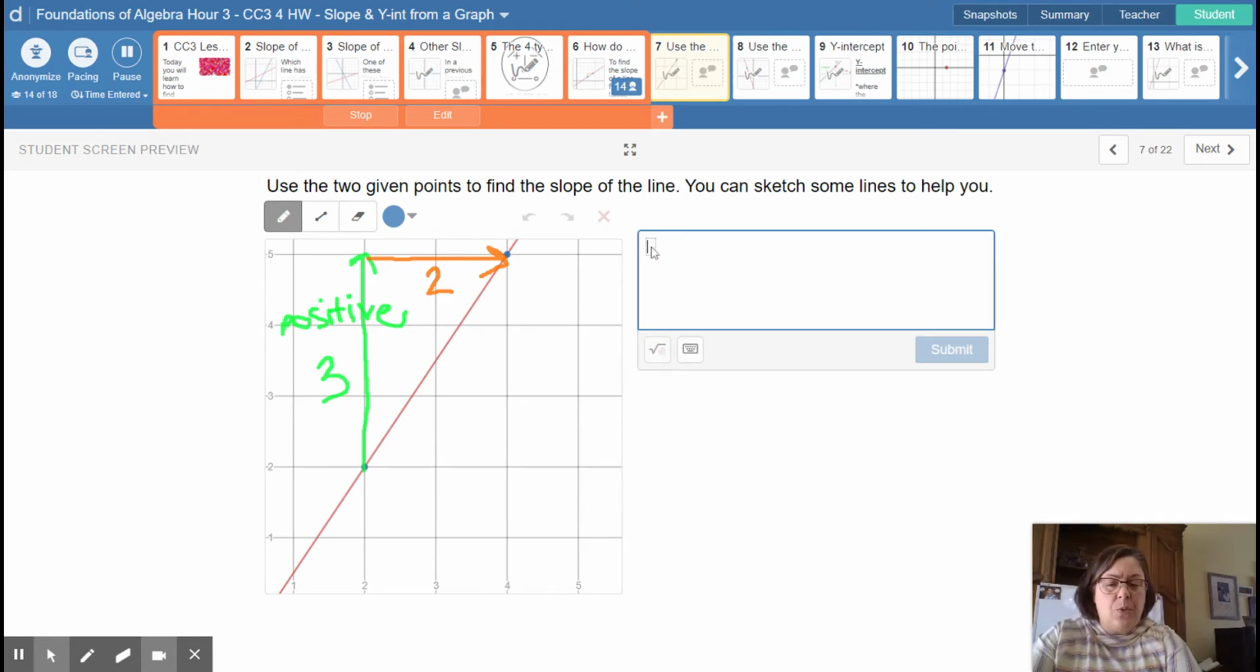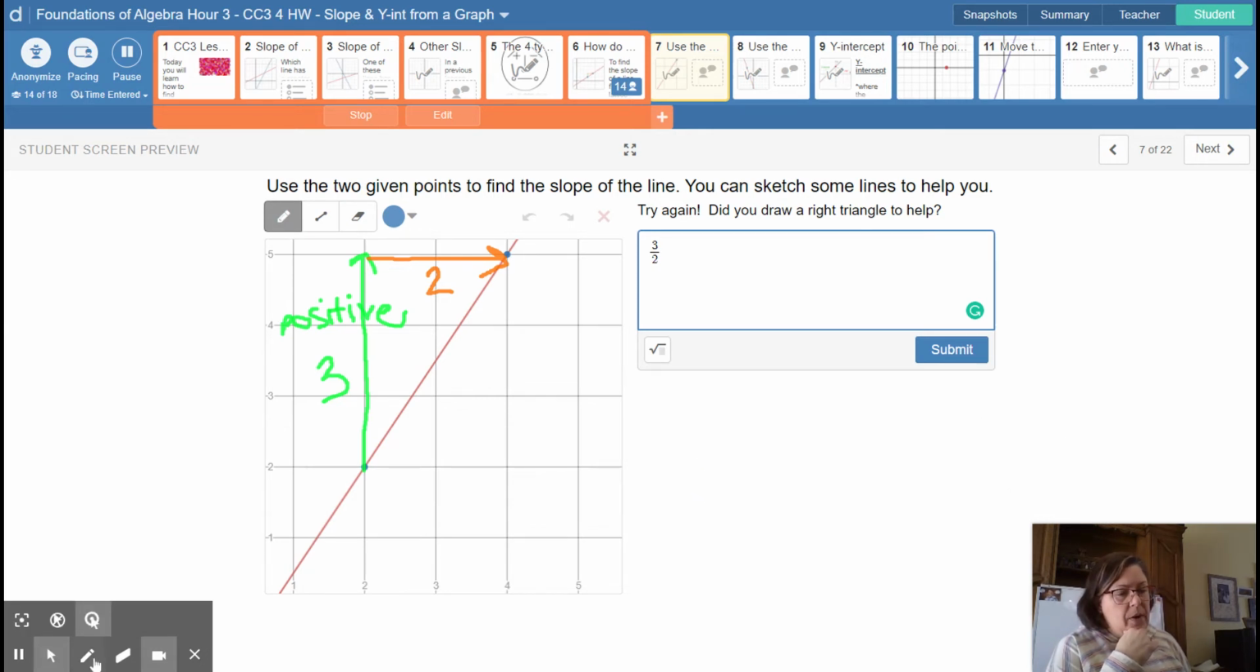And if I want to do 3 divided by 2, if I use that division symbol on the keyboard, the one below the question mark, it'll make it into a fraction for me. And then I'm going to click submit.